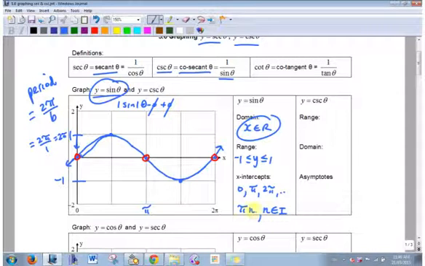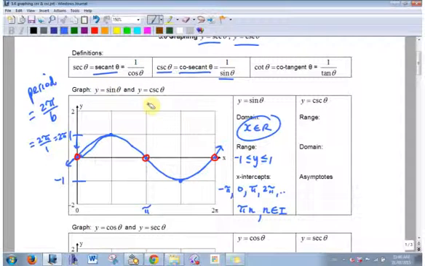Okay? So check it. Is 0 an integer? Sure. There's 0. 1, there's 1 pi. 2, that's 2 pi. Of course I got negatives as well, right? Okay, so that's it. So, cosecant.